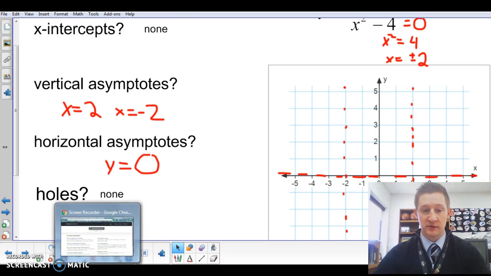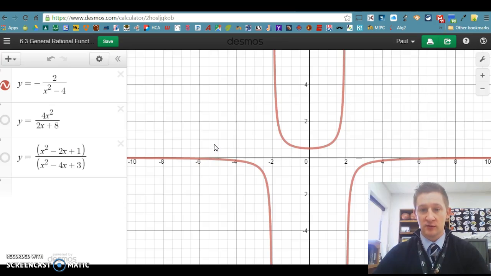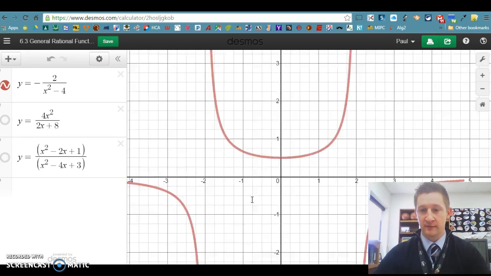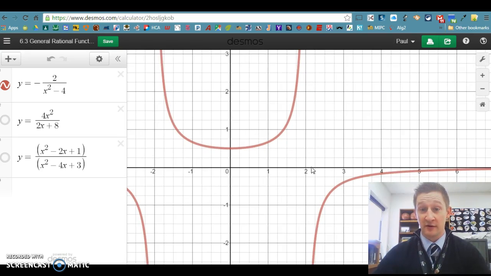I put this on Desmos, and here is what that function looks like when you graph it. So negative 2 over x squared minus 4. And notice I've got a branch here, a branch here, a branch here. Notice where we don't have anything existing. At negative 2, there's nothing. And at positive 2, there's nothing. Those are the vertical asymptotes, remember?